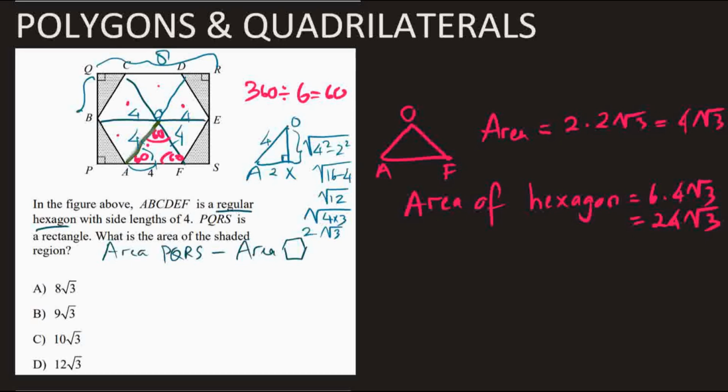What about this side? This side we take from here. Here is OX. So this is the OX. The OX is 2 square root of 3. So 2 square root of 3 plus 2 square root of 3. So the same here, 2 times OX is 4 square root of 3.